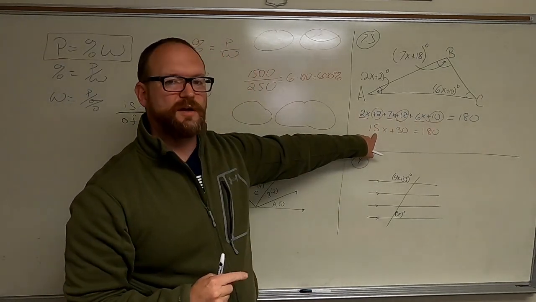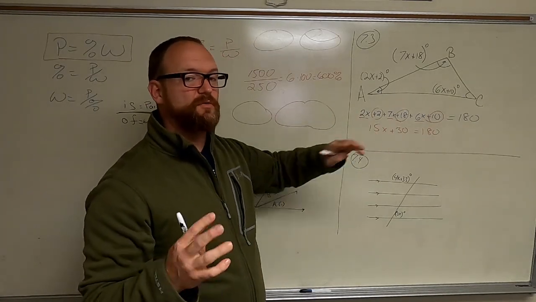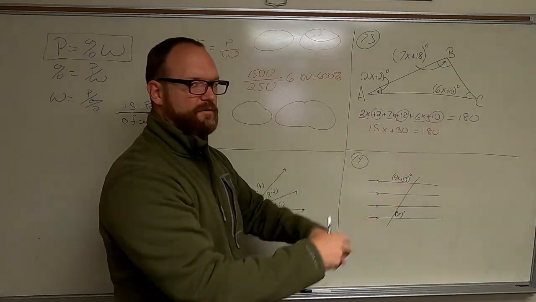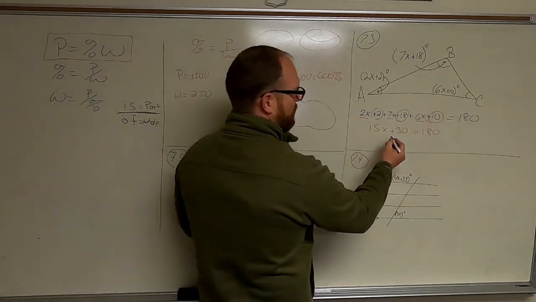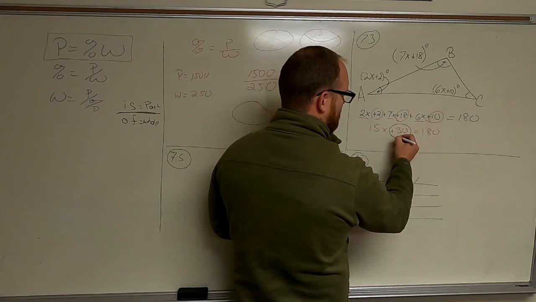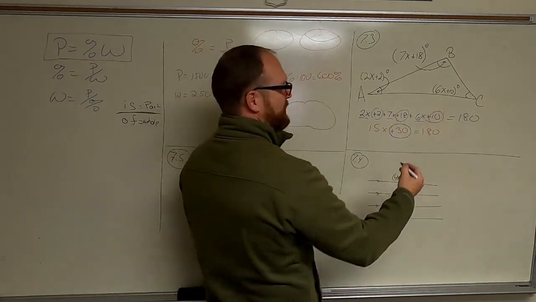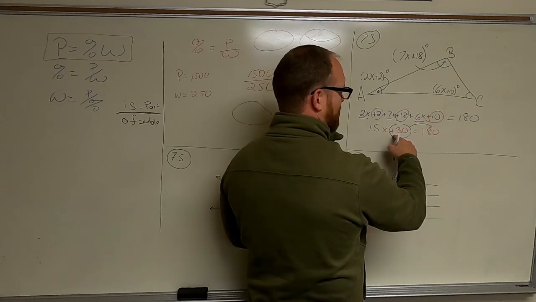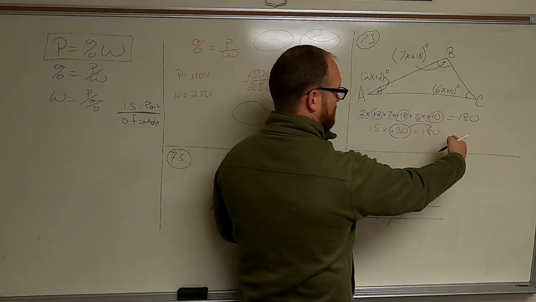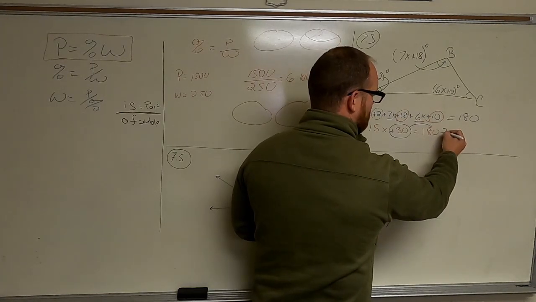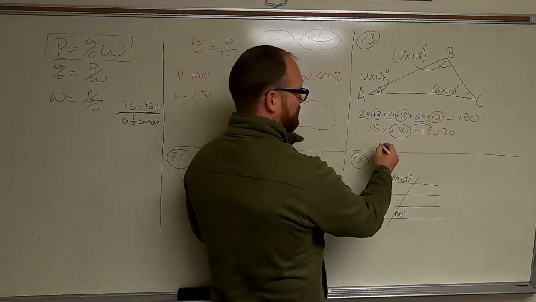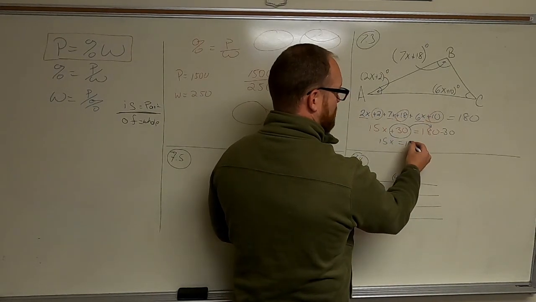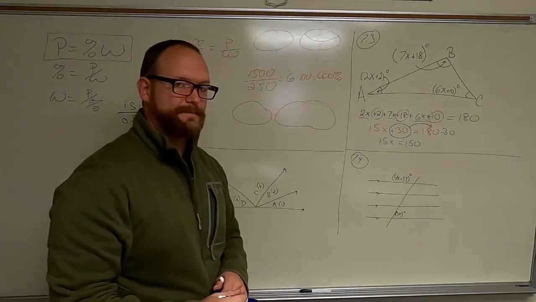Okay, so our goal is to solve for x. How do we solve for x? Remember, the main goal is to get whatever variable we're looking for on one side by itself, and everything else on the other. So I'm going to take this 30 and, like we like to say in class, change sides, change signs. The positive 30 crosses the equal sign and becomes a negative 30. So now we have 15x equals 180 minus 30, which is 150.